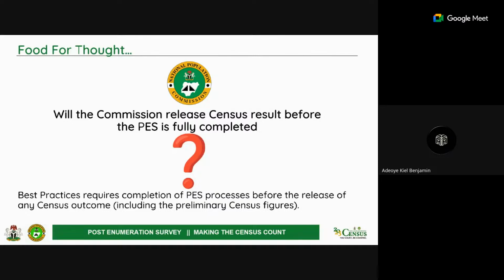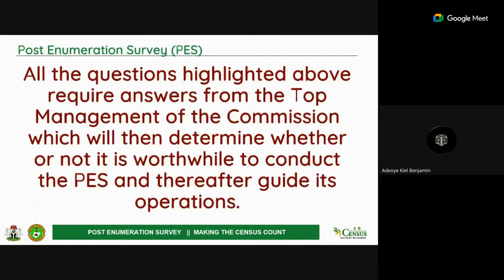So these are some of the things that we need to discuss with top management and other people. So will the Commission release census results before the PS is completed? If it's going to release it, then why are we doing it? All these questions raised above require answers from top management of the Commission, which will then determine whether or not it is possible to conduct the PS and thereafter guide its operations.